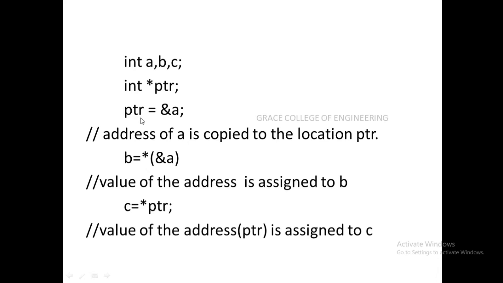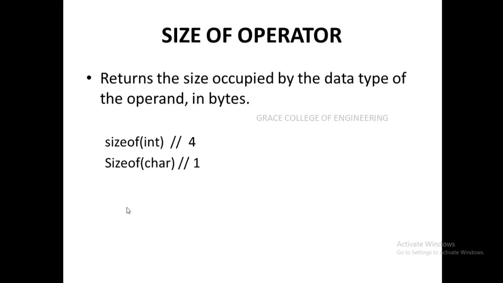Next, c is equal to star ptr. As we have already stated, ptr is equal to ampersand of a. Ampersand of a holds the address of a, which is given to ptr. So this ptr has the address of the variable a. So star indicates the value. So the value corresponding to this address will be stored in the variable c.